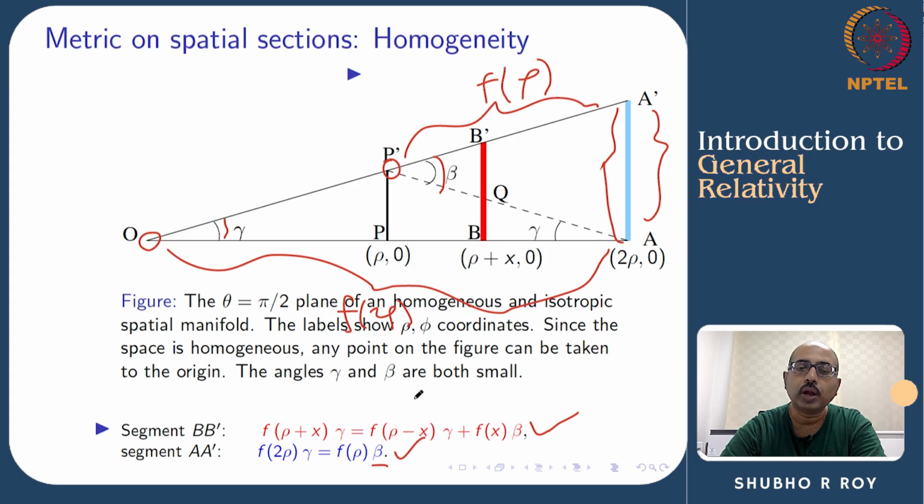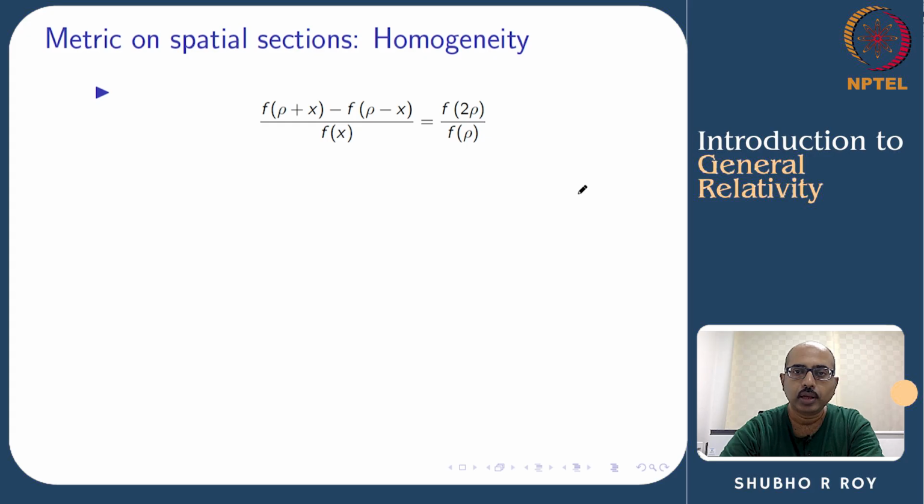Now from these 2 equations, I can evaluate the ratio of beta to gamma. And beta to gamma right now, the only constraint is that they are small. I'm not constraining them in any other way. So the ratio of beta and gamma I can evaluate from both equations, and I equate them, and I get this relation. All right? So this is equal to beta over gamma.